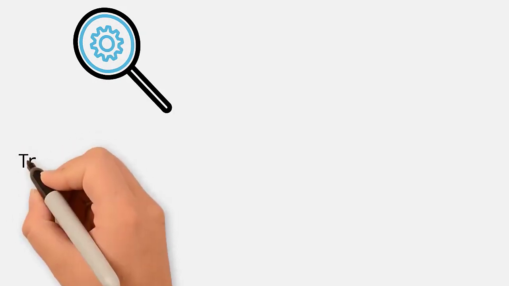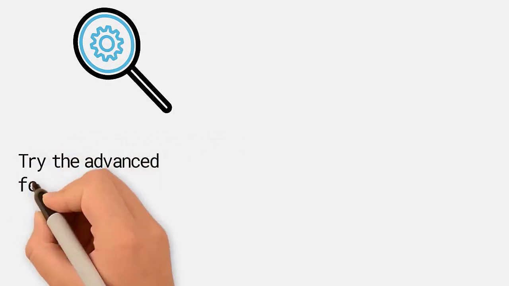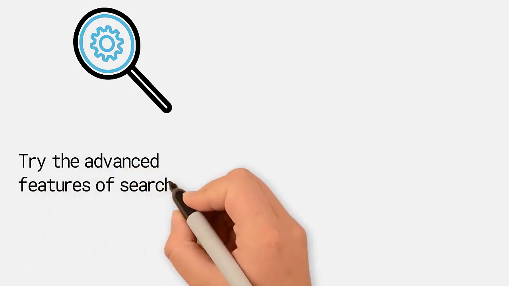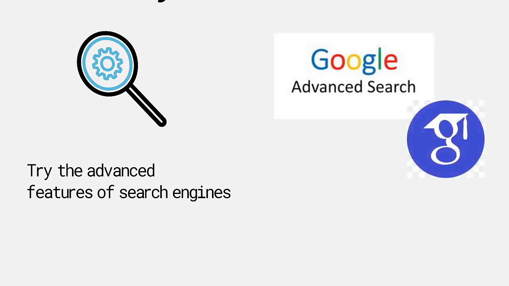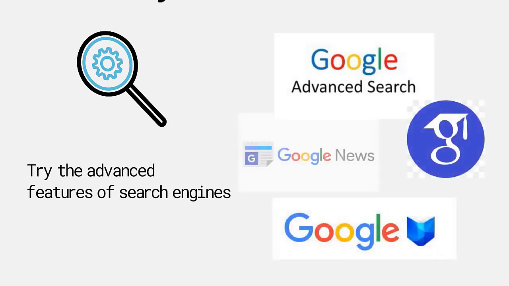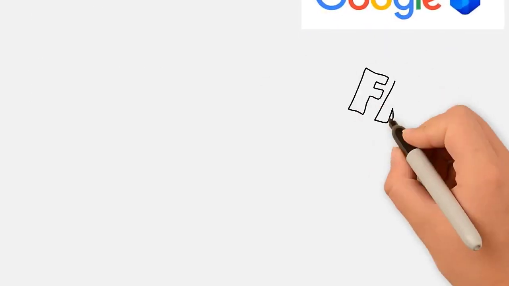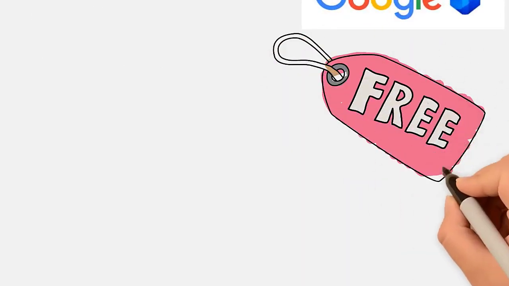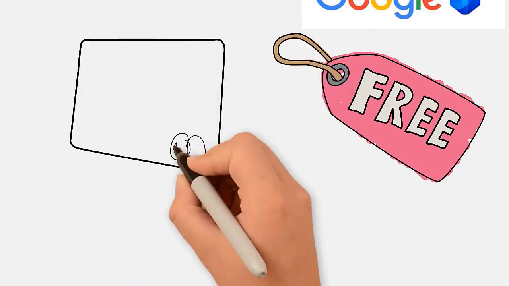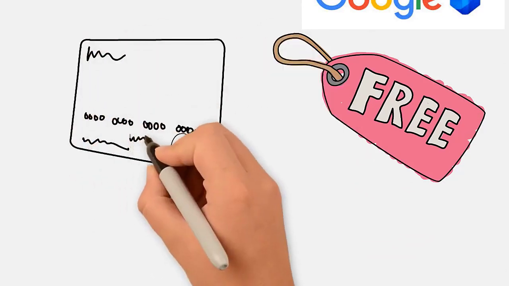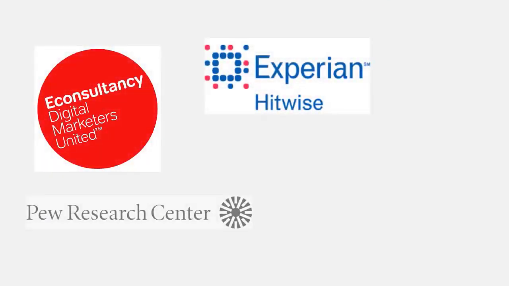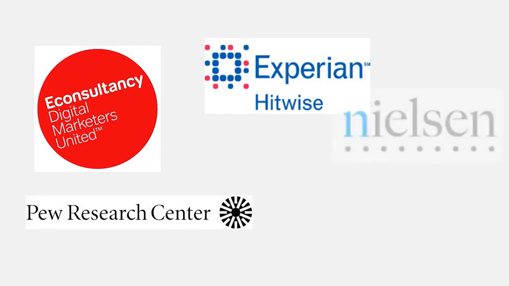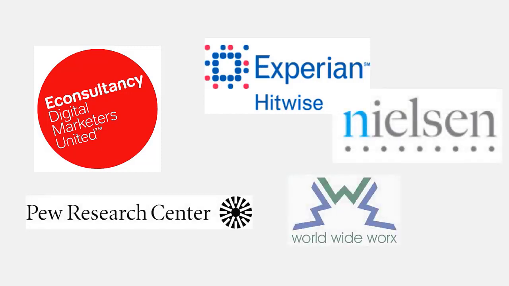It is daunting to find credible sources, but you can always try the advanced features of search engines. For instance, Google offers Advanced Search, Google Scholar, Google Book Search, and Google News Archives. Some publications are available online for free, while some should be paid for. As for research websites that feature analyst blogs for free, you can try econsultancy.com, experian.com/hitwise, pewinternet.org, nielsen.com, and worldwideworks.com.